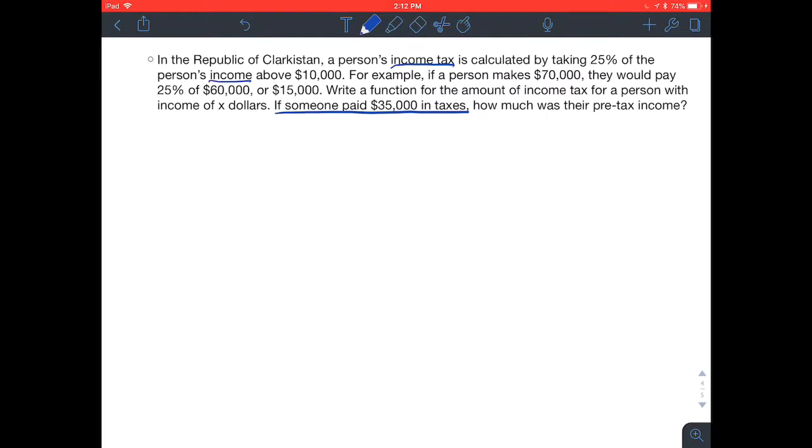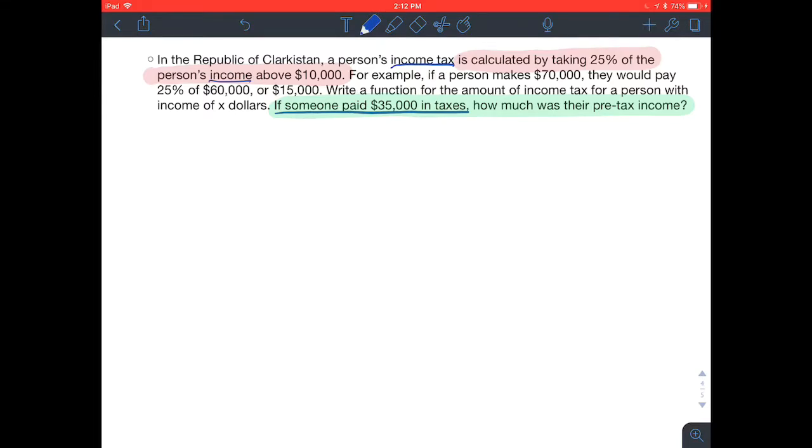The function that is described here is calculated by taking 25% of the person's income above $10,000. That is for getting to their income tax from their income. However, the question asks you to find someone's income given their taxes. So it's asking you the inverse. This calls for inverse functions.